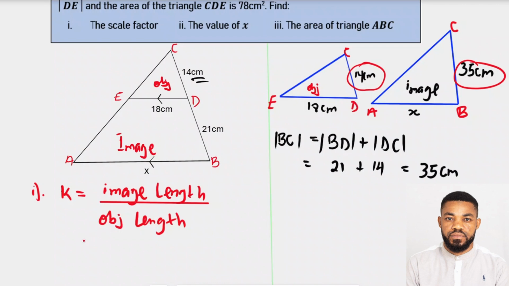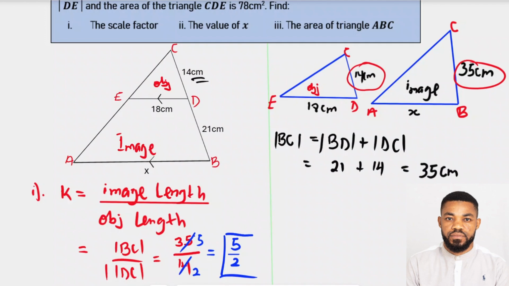So now let's come to the scale factor here. For the length of the image, I'm going to use BC, out of the corresponding length of the object, which is going to be DC. So let's do the substitutions. BC is 35, so you have 35 here, out of DC, that is 14. We can simplify this one. 7 goes into 14 2 times, and it goes into 35 5 times. So the scale factor is going to be 5 on 2. So that's the scale factor.